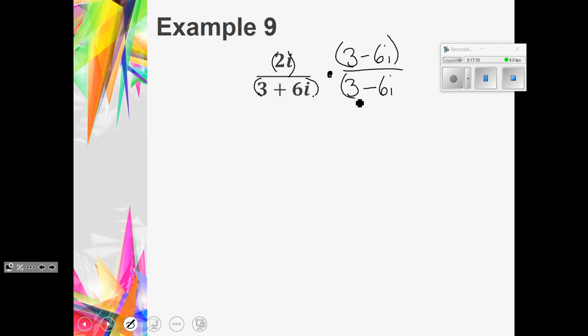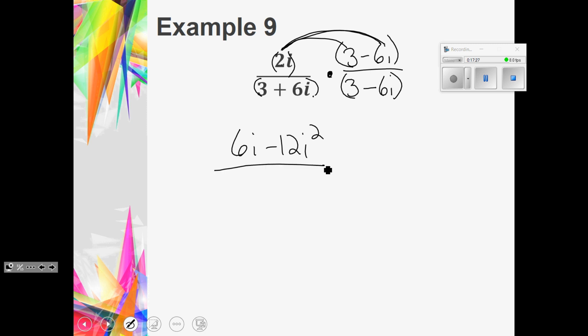Okay? So we're going to times this. This is a monomial, so I'm just going to distribute. So 2i times 3 is 6i, and 2i times negative 6i is negative 12i squared.